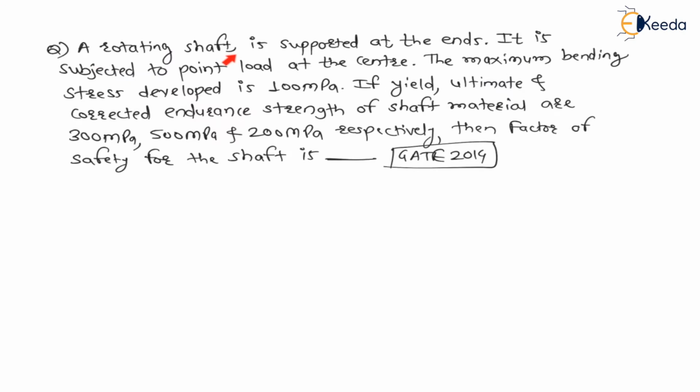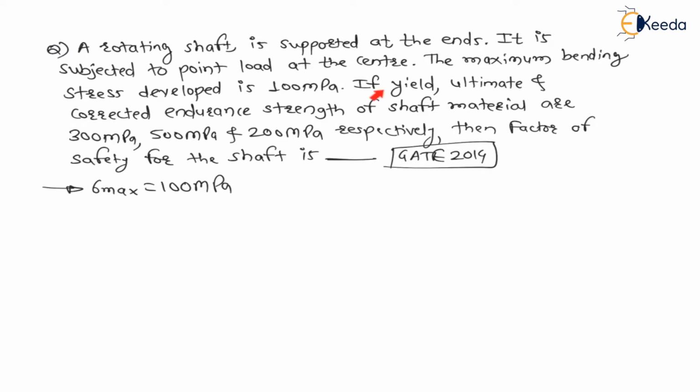a rotating shaft is supported at the ends. It is subjected to point load at the center. The maximum bending stress developed is 100 MPa. Here maximum bending stress sigma max is given. Sigma maximum is 100 MPa.